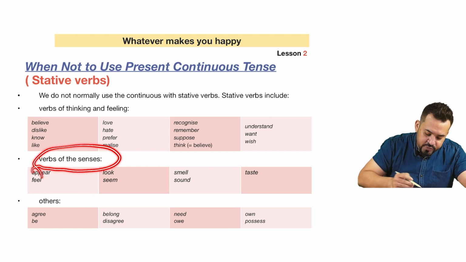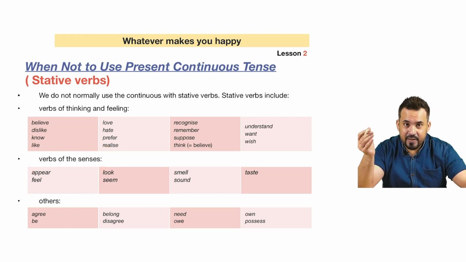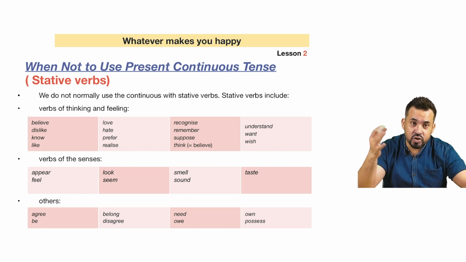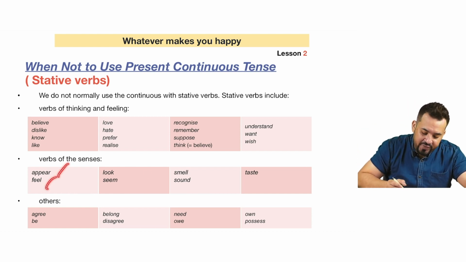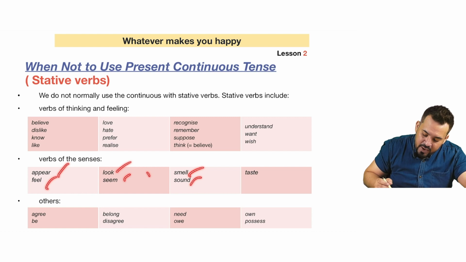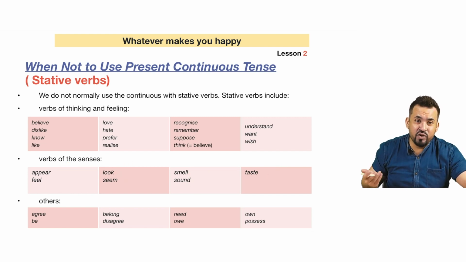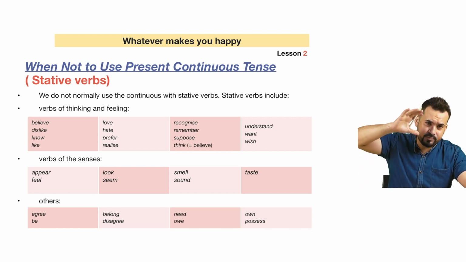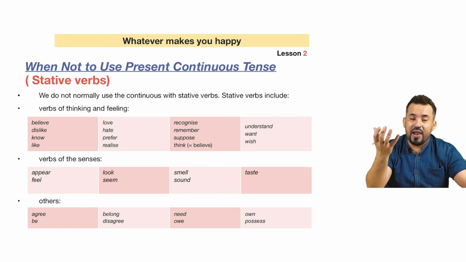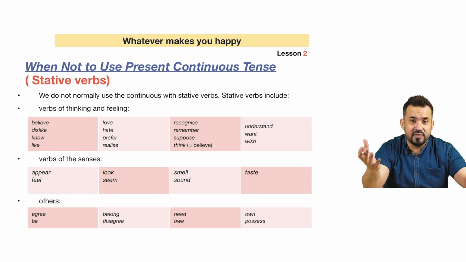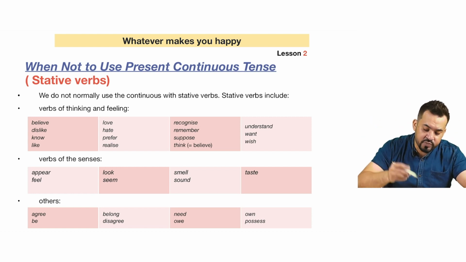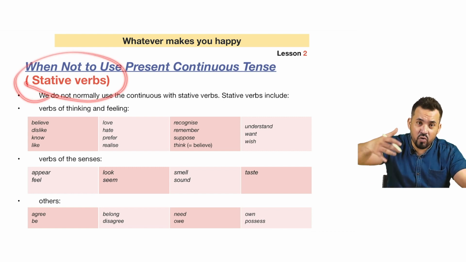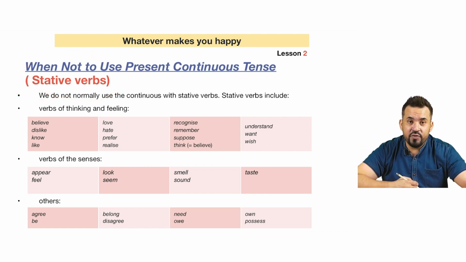Now, verbs of the senses, okay? Those are also stative verbs, like appear, feel, look, seem, smell, sound, taste. Okay, you don't say, this is tasting good. You just say, this tastes good, right? If you say, the flower smells amazing, we don't say the flower is smelling amazing. So verbs of the senses are stative verbs, which means normally they don't come in the ing form.